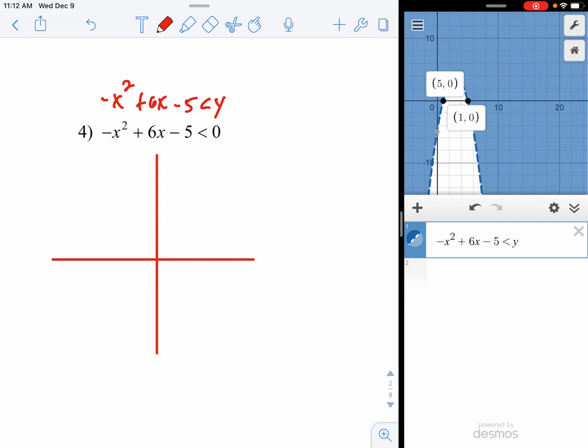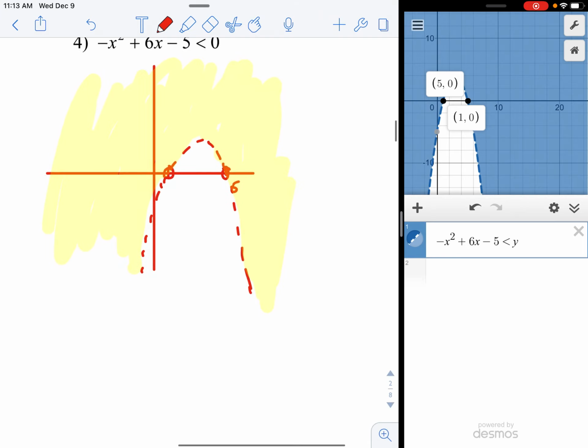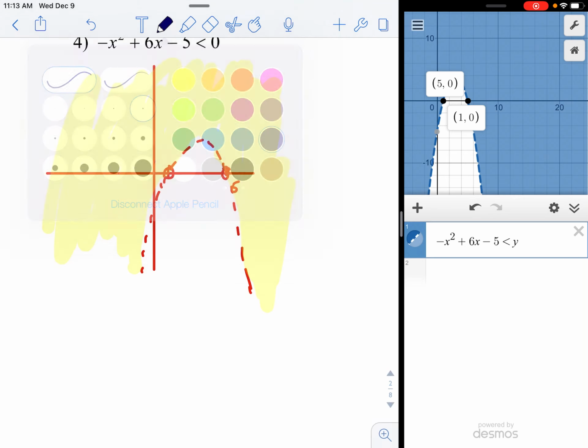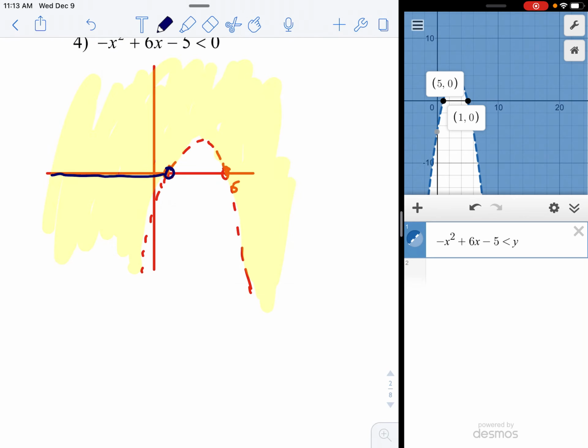So the intercepts are at 1 and 5. Again, that's a dotted line. There's no equal sign here, so those get circled. My parabola goes kind of like this. Nope, it's got to be a dotted line. And it is shaded out here. So the question is, where is the x-axis shaded? Let me change the color a little bit. It's shaded here and here, right? That's where the yellow has it shaded.